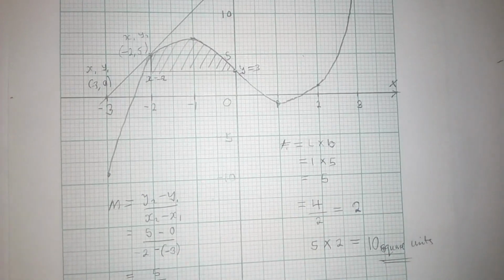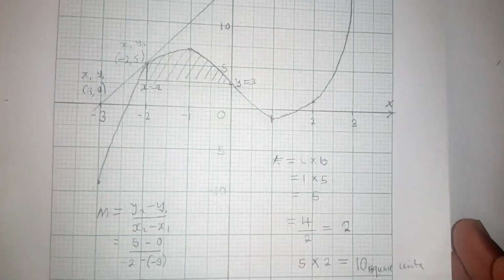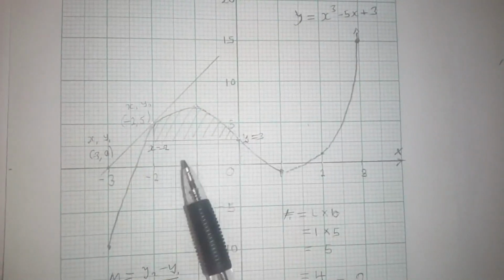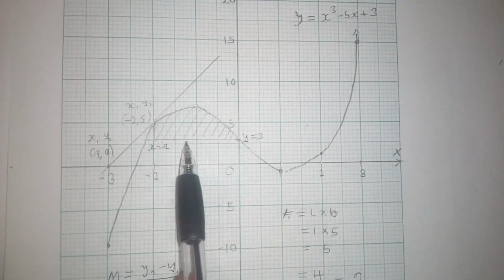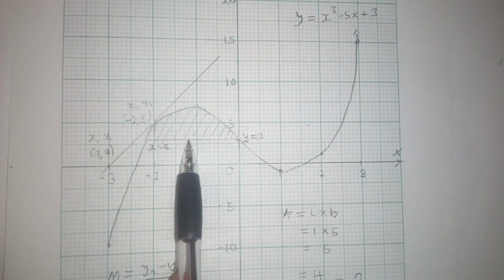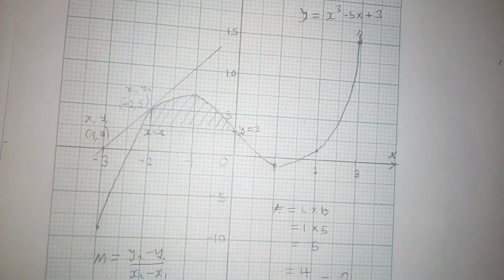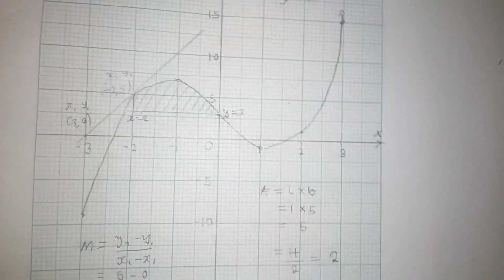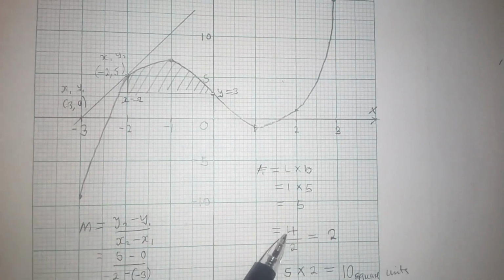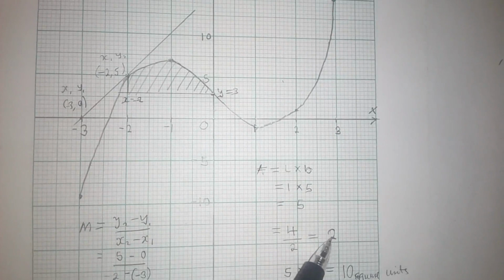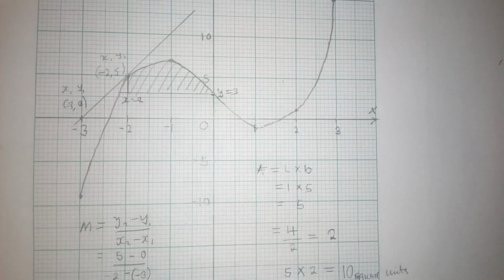Now, why was I dividing here? In case you don't know the reason why I divided, how many boxes are involved here? 4 boxes. There is this box, this, and this. So this is where this 4 is coming from. And then to show that they have been chopped, you divide by 2. Okay, so 4 divided by 2 gives us the answer 2. And then this 2 multiplied by the area of a full box gives us 10 as our area.